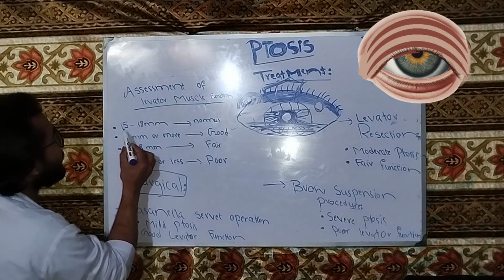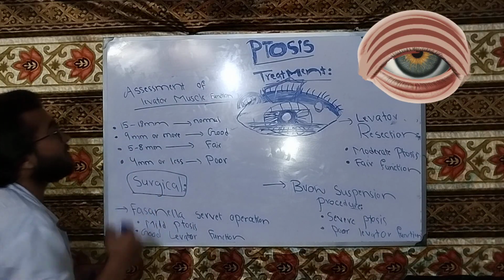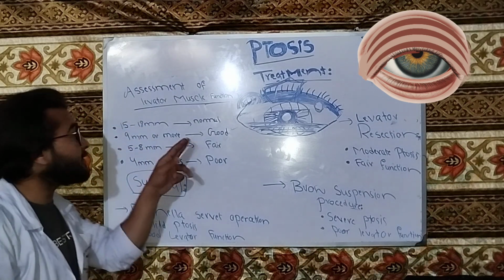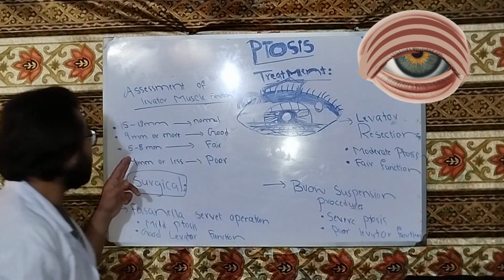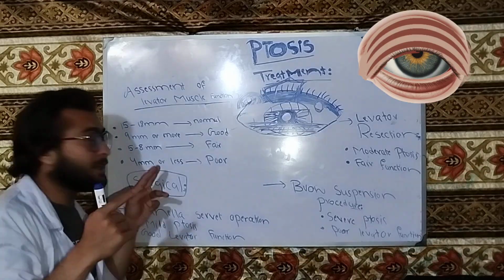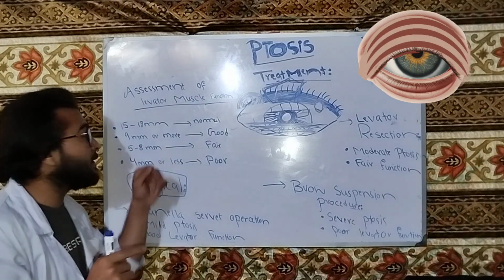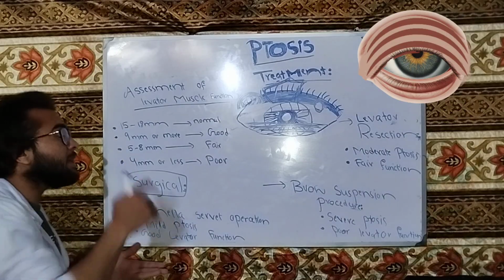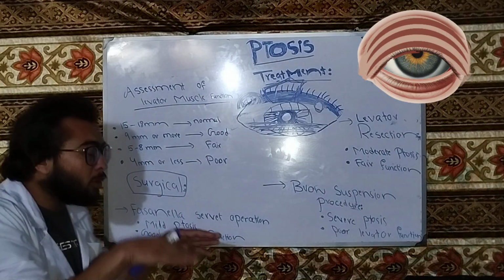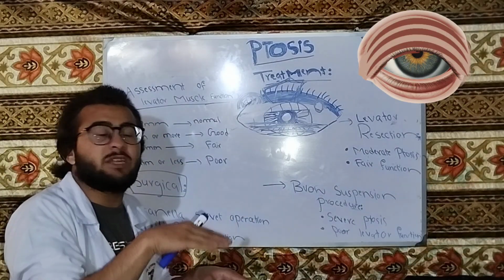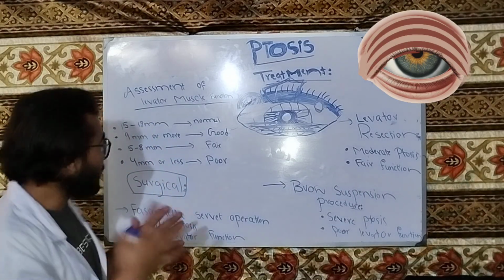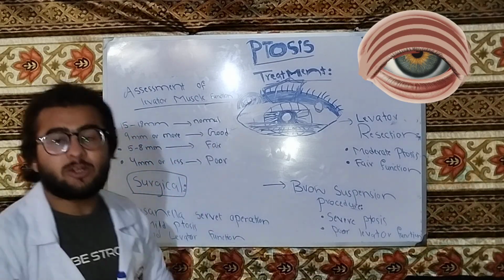If he can lift 15 to 18 mm, he will be considered normal. If he can lift 9 millimeter or more, he is good. And if he can lift the upper eyelid by 5 to 8 millimeter, the levator muscle is fair. But if he can lift 4 millimeter or less, the levator muscle will be considered poor. Okay. So now how can we treat the ptosis?